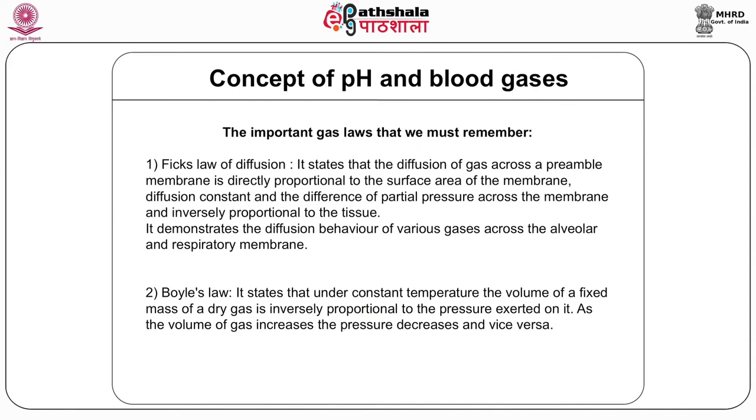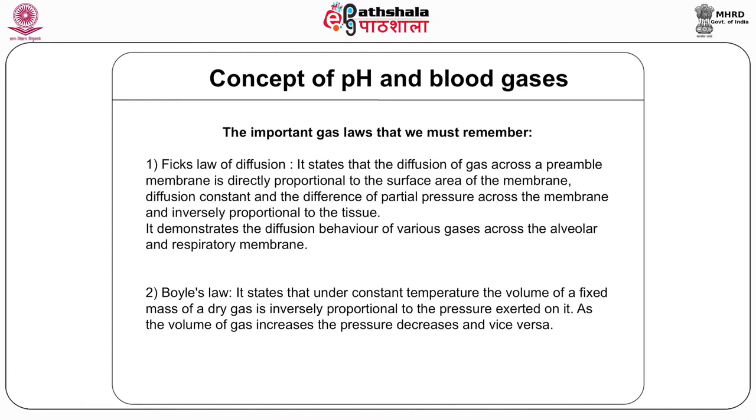Now, let's understand the concept of blood gases. The important blood gas law that we must remember is Fick's law of diffusion. It states that the diffusion of a gas across a permeable membrane is directly proportional to the surface area of the membrane, the diffusion constant, and the difference of the partial pressures across the membrane, and is inversely proportional to the thickness of the tissue. It demonstrates the diffusion behavior of various gases across the alveolar and respiratory membrane.